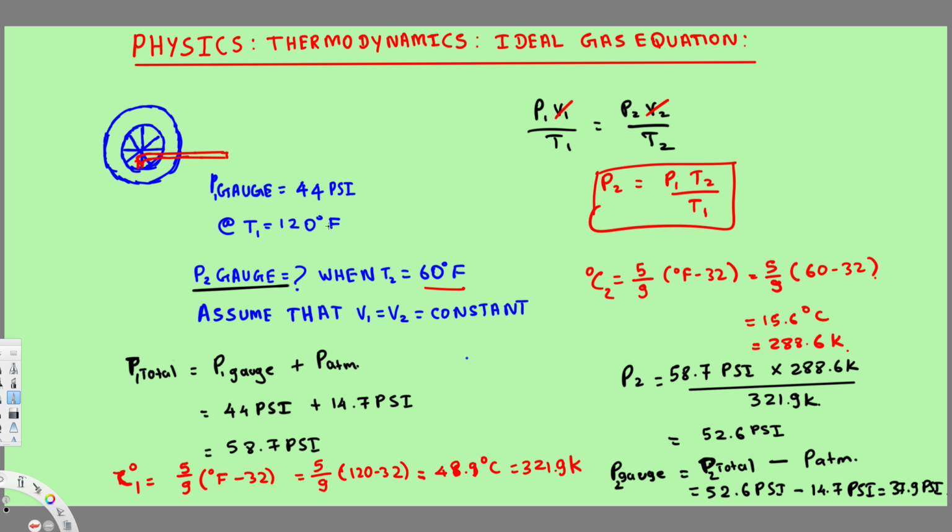So this is going to be the new pressure when we drop the temperature from 120 degrees Fahrenheit to 60 degrees Fahrenheit, and that's how we do this kind of problem.